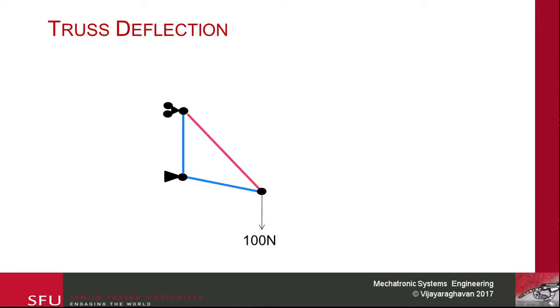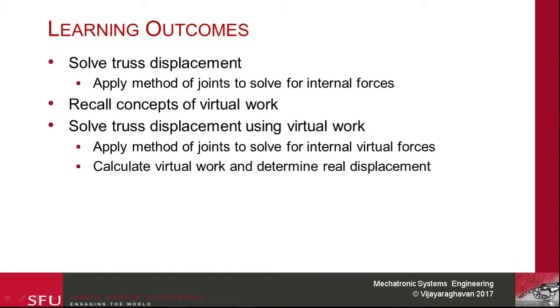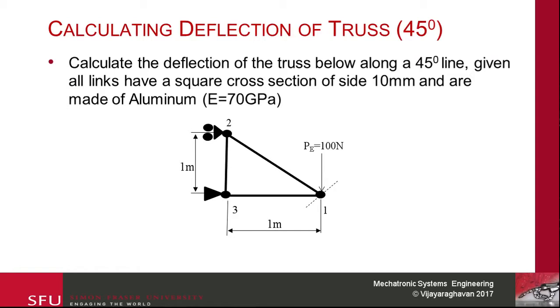Obviously, if you can calculate the expansion and contraction, you can potentially use the geometry and solve for the final position of the 100 Newton force. Unfortunately, this is not always that easy. So let's look at the learning outcomes. The learning outcomes are to solve the truss displacement. We'll also apply the method of joints to determine the internal forces. We'll also recall the concept of virtual work, and then use the method of virtual work to solve for the real truss deflection.